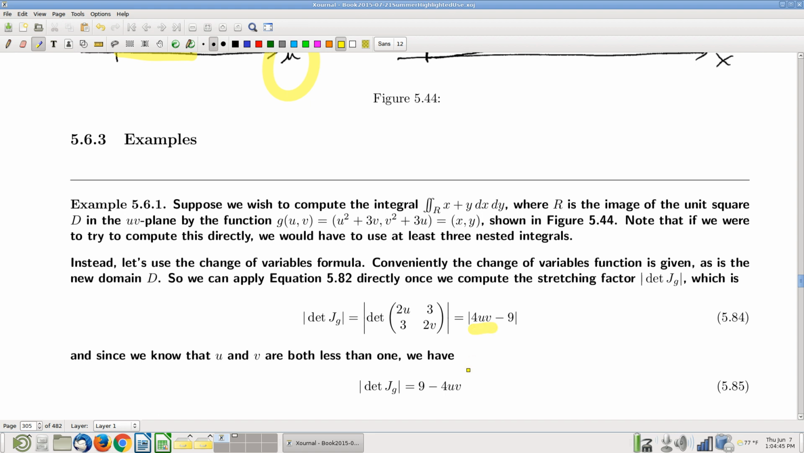4uv is always less than or equal to 4. Therefore, 4uv minus 9 is always less than or equal to negative 5. So it's clearly always negative. Right? So because it's always negative, its absolute value is the negative of itself. So there's our absolute value of our Jacobian determinant. It's 9 minus 4uv. Does everybody follow that reasoning there?